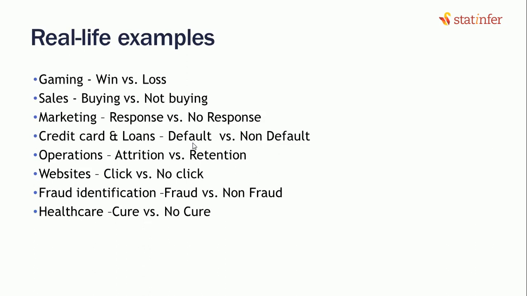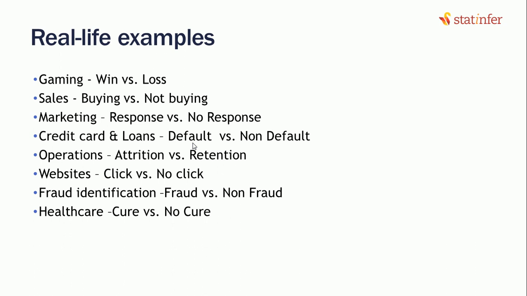A few real life examples would be gaming or gambling, where we'll win or where we'll lose. Sales, if the person is going to buy our product or not buy. Marketing, if we are going to get a response from our client or no response from our client. For credit card and loans, we can build a model which is going to predict if the person is going to default on their loan or not. In operations, attrition and retention rate we can find using these kinds of models, and on websites we can utilize A/B testing models, where we would say if the person is going to click on that particular button or not.